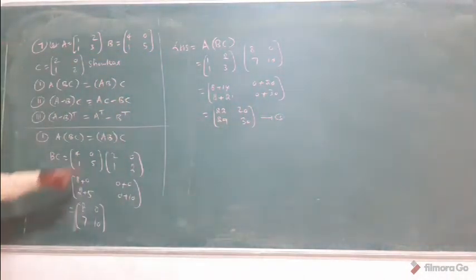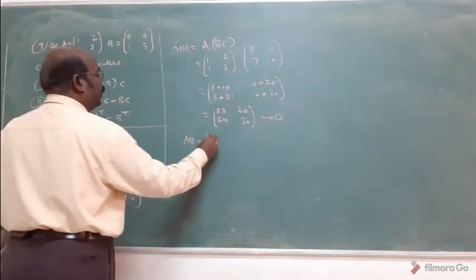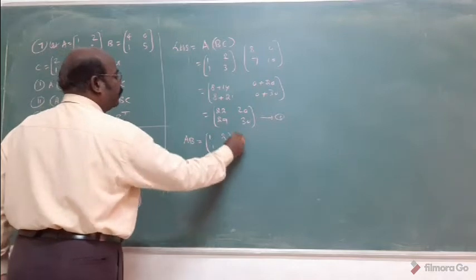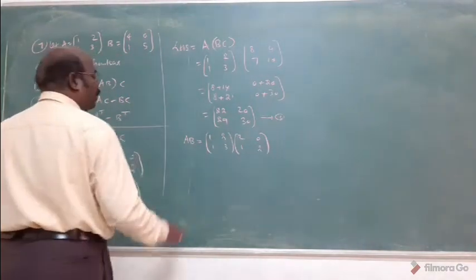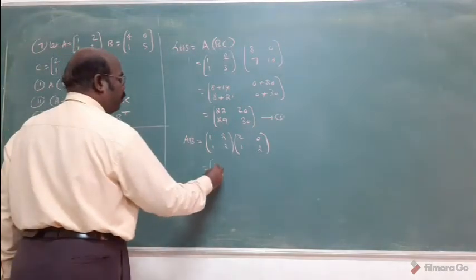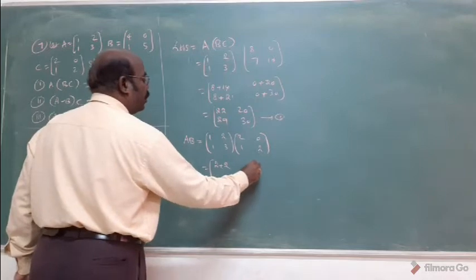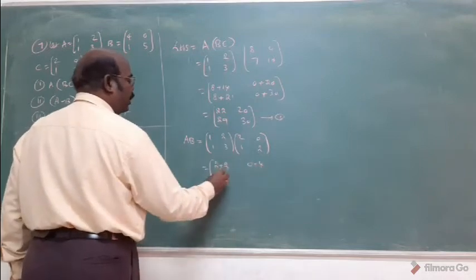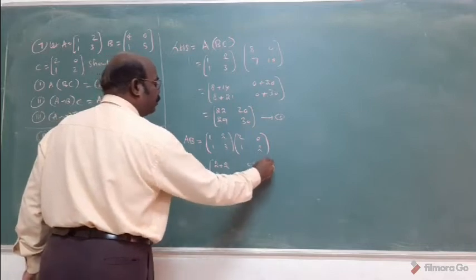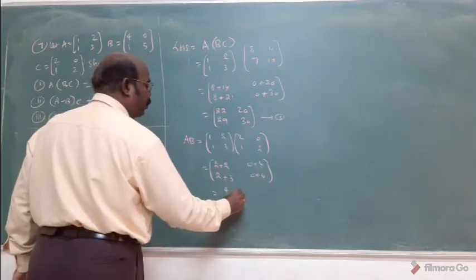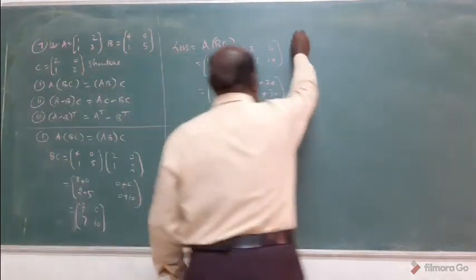Similarly, next AB, then C. A is what? 1 2 1 3. B is given. Now, first row: 2 ones are 2. Next, first row, 0. Here, 1 two is 2. 0 plus 6. So AB is 4 5 4 6.